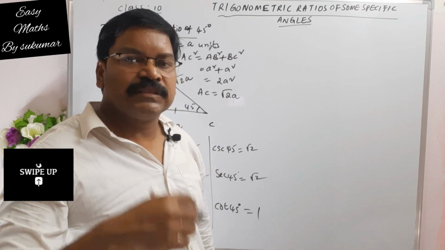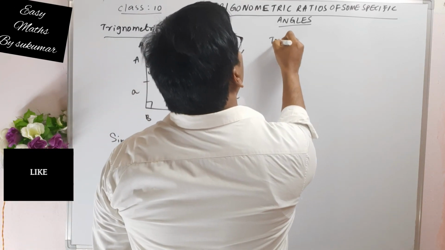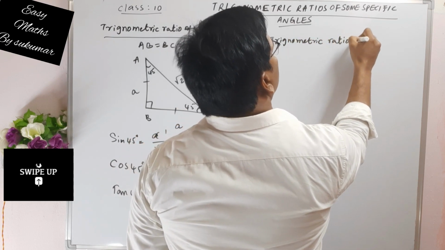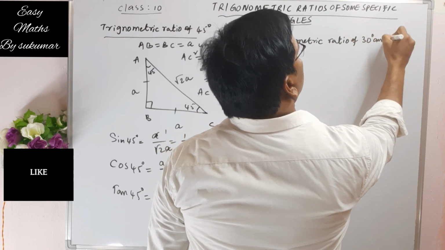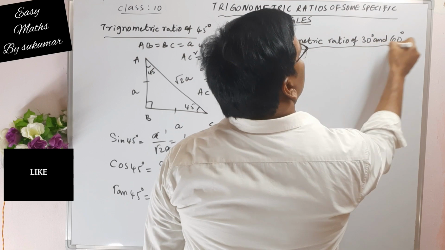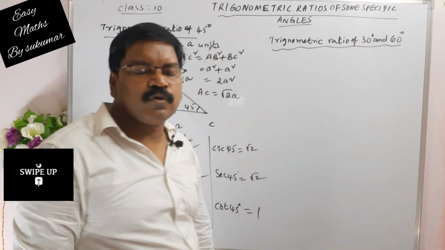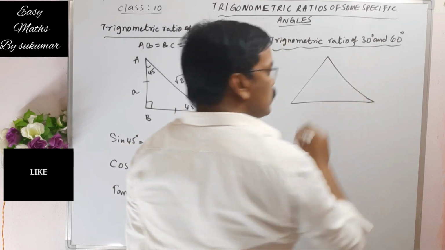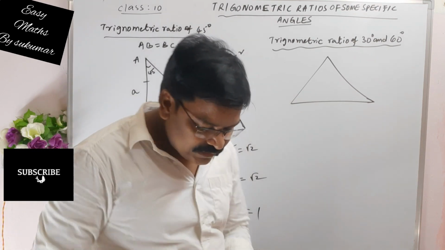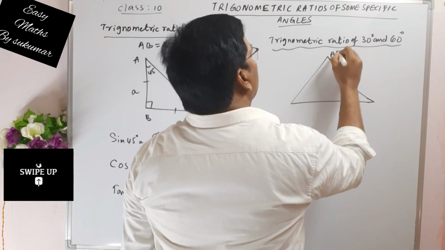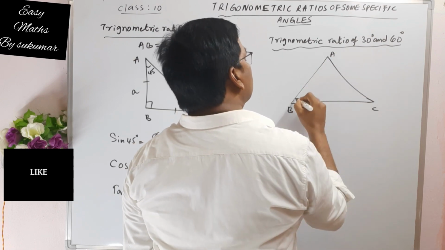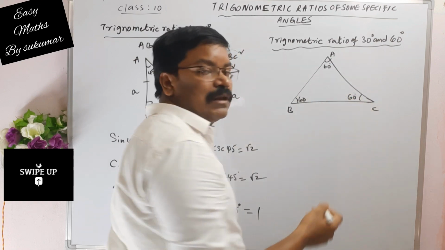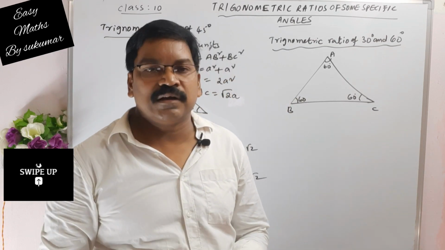Now coming to the trigonometric ratios of 30 degrees and 60 degrees. First we will take 30 degrees. To find these trigonometric ratios, let us take a triangle here. This triangle is an equilateral triangle. Equilateral triangle means each angle is 60 degrees. As you know, a triangle with all sides equal and each angle 60 degrees is called an equilateral triangle.